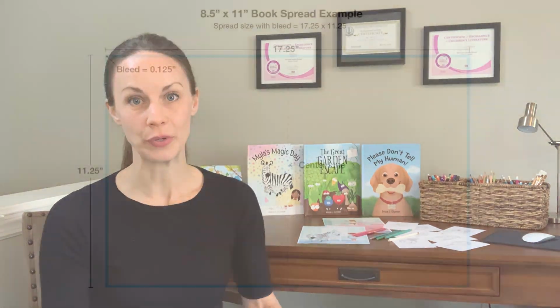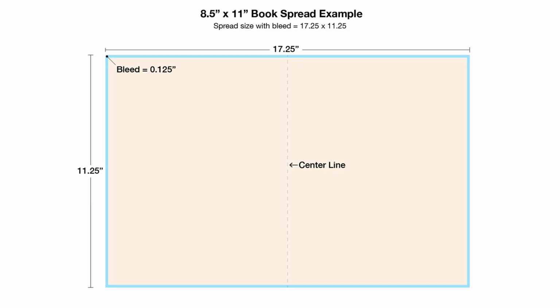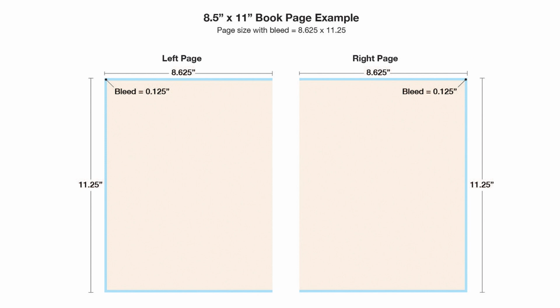If you're not familiar with bleed, it's just typically an extra 1/8 of an inch or so that gets added around the page so that when the printer cuts it, you don't see any white edges. You'll want to check with your publisher or printer on exact requirements for bleed and your book size, but here's what I use for Myla's Magic Day as an example. So for a spread, the width would measure 17.25 and the height would be 11.25. For an individual page, the width would be 8.625 and the height would be 11.25.